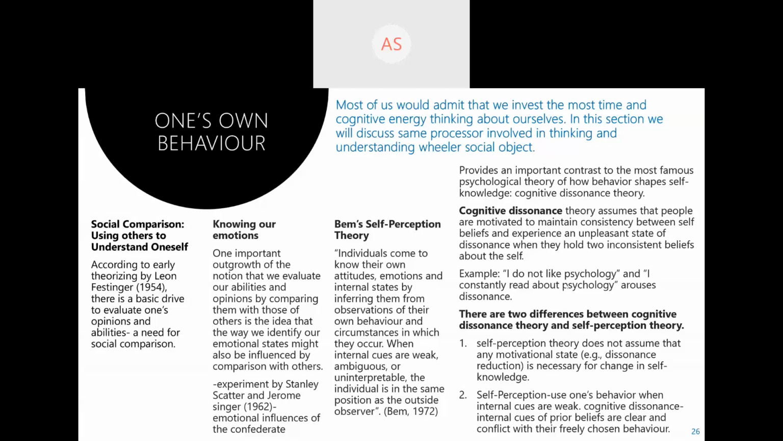Let's continue. If nobody wants to summarize this: dissonance is conflict. Self-perception is knowing myself from my emotion. If my emotion cue is weak, I see it through my behavior. Okay, let's continue.